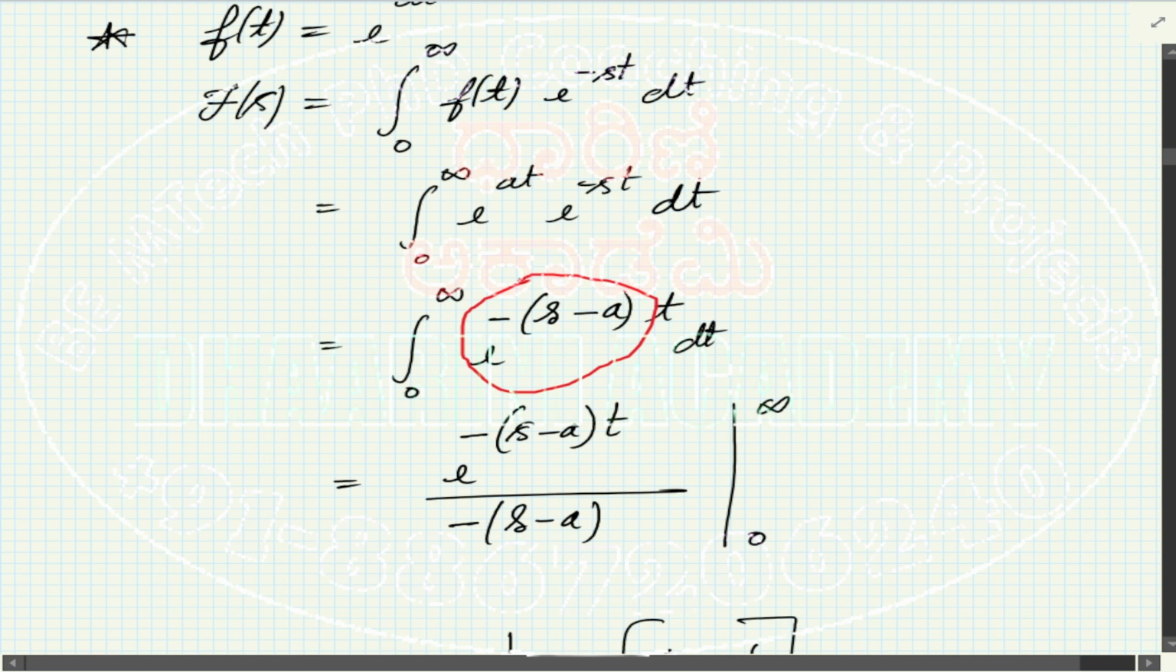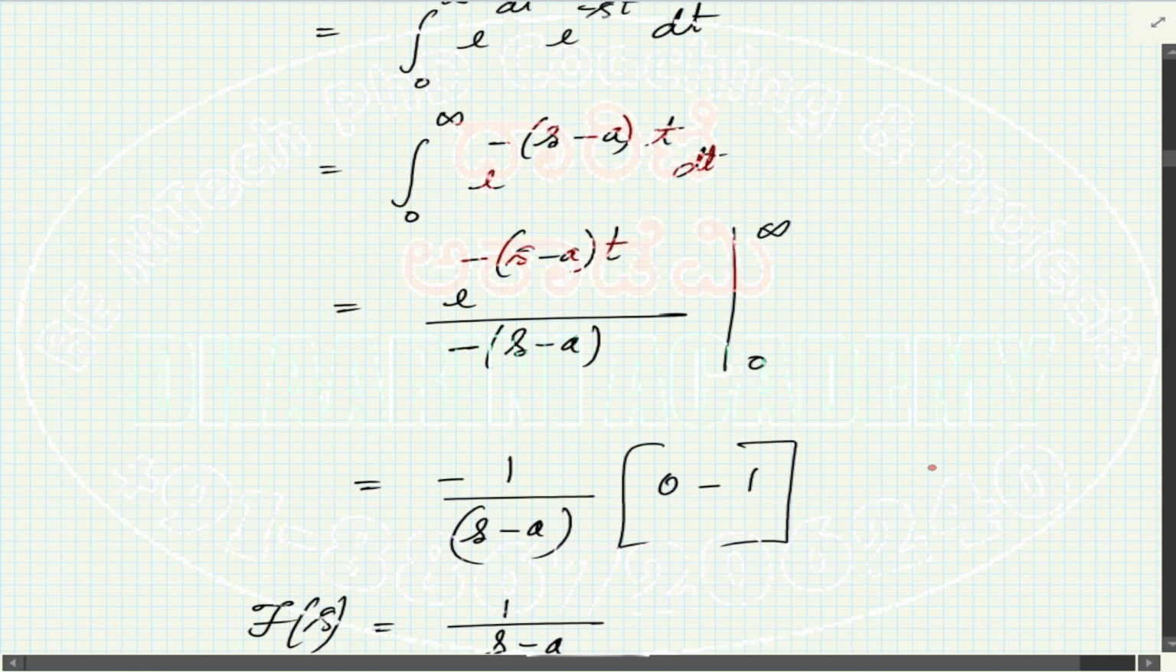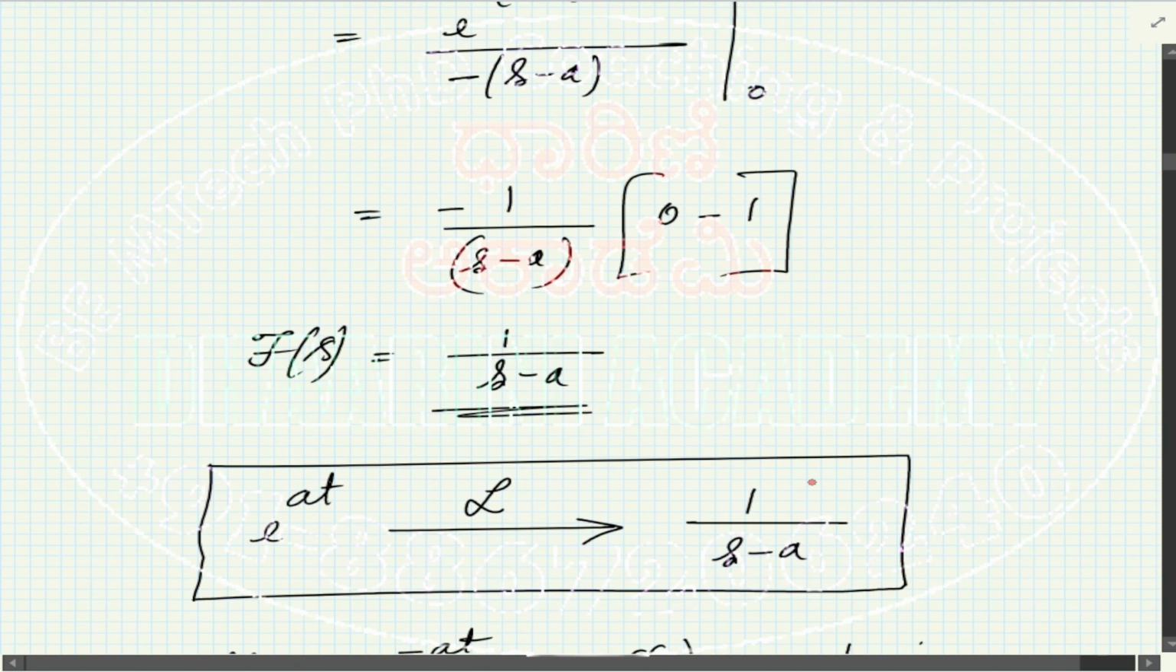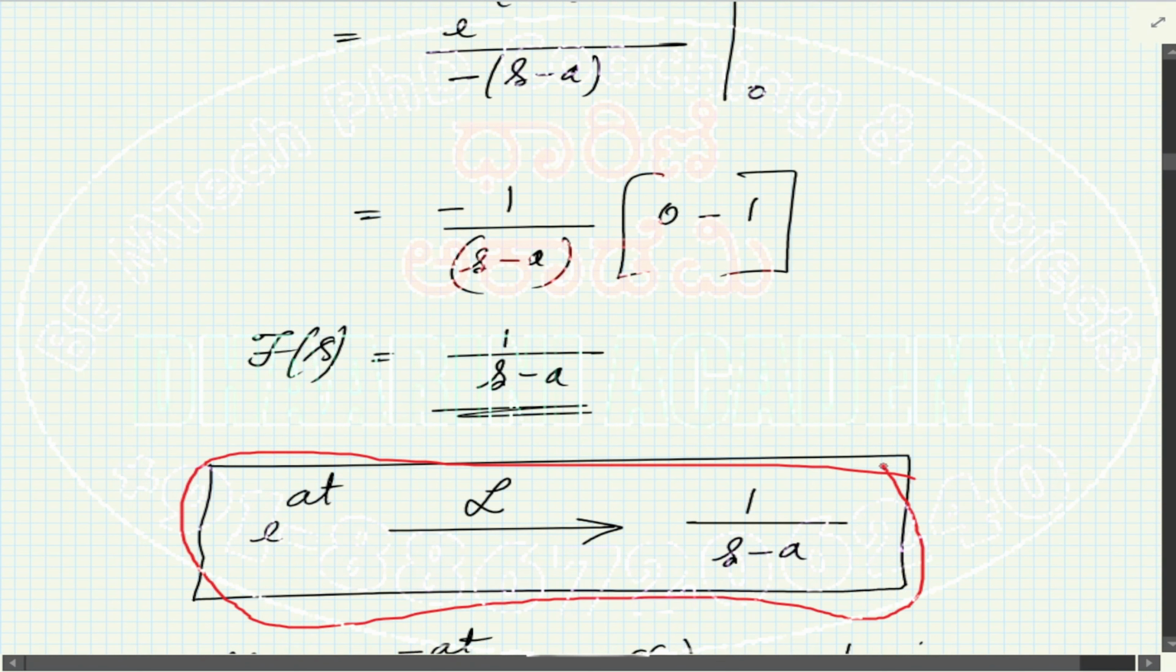Once that is done, now you can integrate simply e to the minus (s minus a)t by minus of (s minus a) for the limits 0 to infinity. When it is infinity, the value becomes 0. When it is 0, it is 1. Since the minus of minus gets cancelled, your answer is 1 over s minus a. So this is the standard entry that you are going to put into the table. If the function is e to the at, Laplace will become 1 over s minus a.